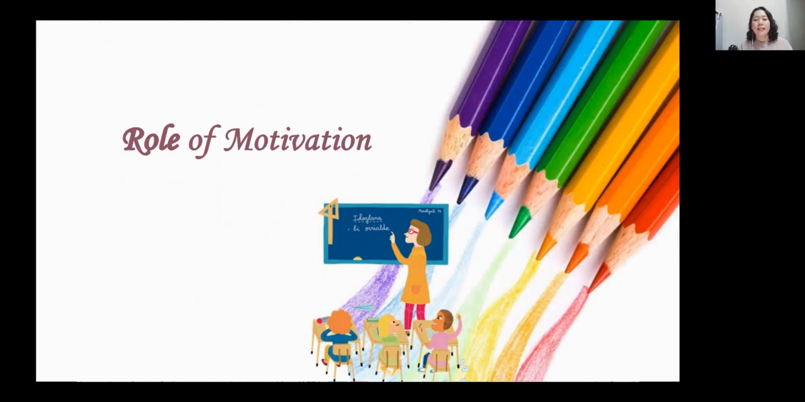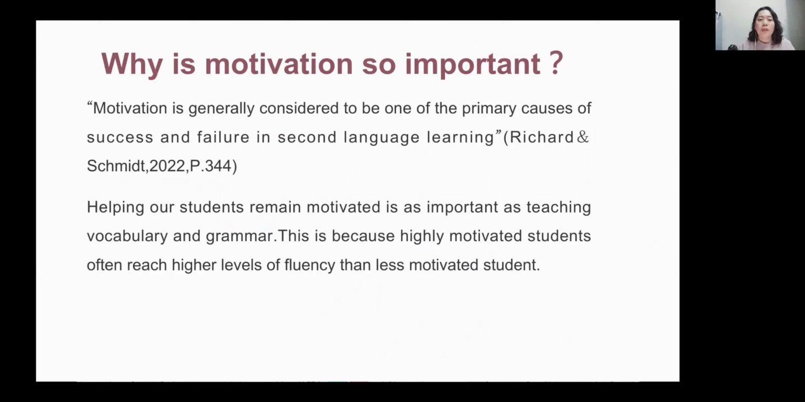Okay, let's look at the next part, the role of motivation. Why is motivation so important? Motivation is generally considered to be one of the primary causes of success and failure in second language learning, Richards and Schmidt, 2022. Helping our students remain motivated is as important as teaching vocabulary and grammar. This is because highly motivated students often reach a higher level of fluency than less motivated students.